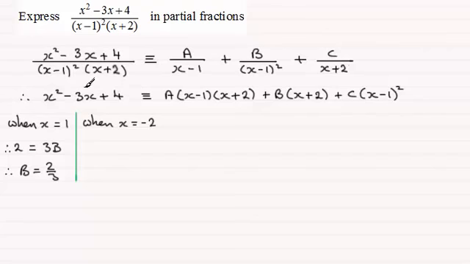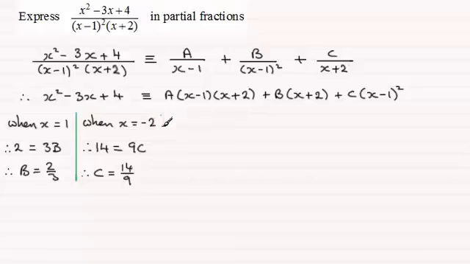Putting minus 2 into the left-hand side here gives us a total of 14. So therefore we've got 14 equals, minus 2 in here makes that 0, so that term is 0. Minus 2 in here makes this bracket 0, so the term is 0. And putting minus 2 in here gives us minus 2 minus 1, which is minus 3. Square it, you get 9. 9 times c. So dividing both sides now by 9 gives us c equals 14/9.